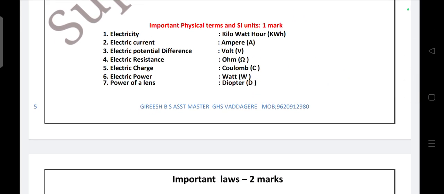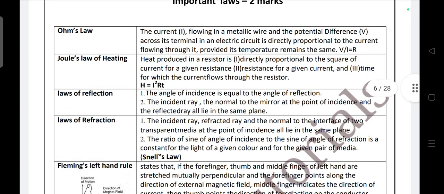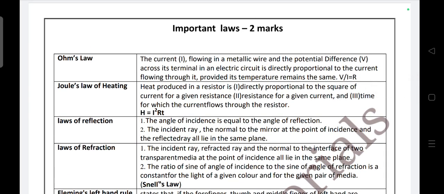SI unit of electrical energy is kilowatt hour, electric current is ampere, potential difference is volt, electric resistance is ohm, electric charge is coulomb, electric power is watt, power of lens is diopter. That is important diagrams. Now come to important laws.